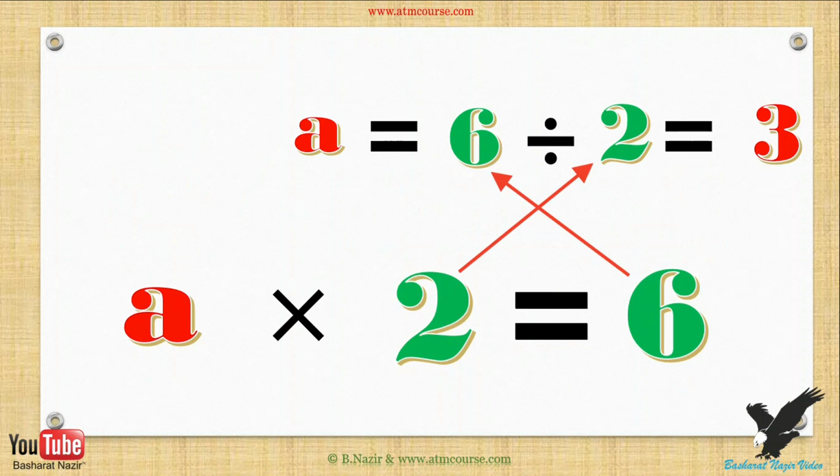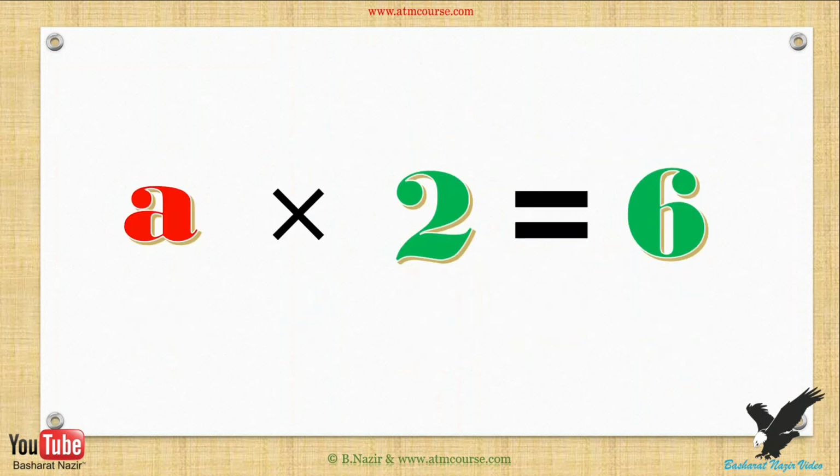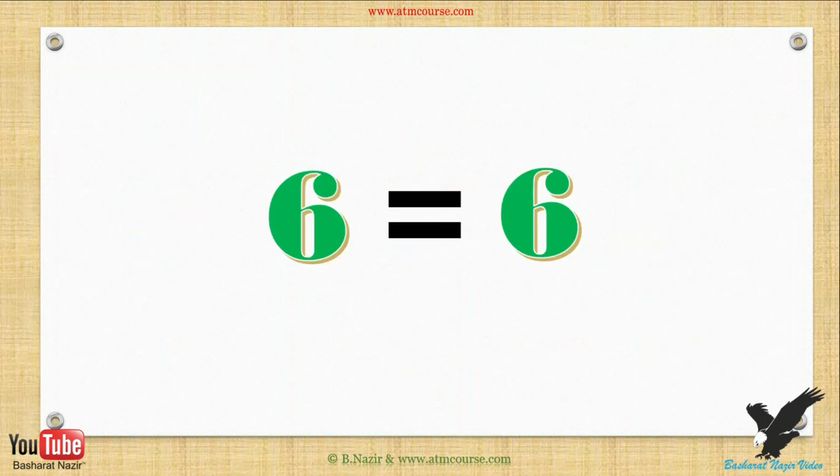You can check to see if this is the correct answer by replacing the letter by the value we just found. If the answer is correct, then both sides will give the same value. In this case both sides are equal to 6.